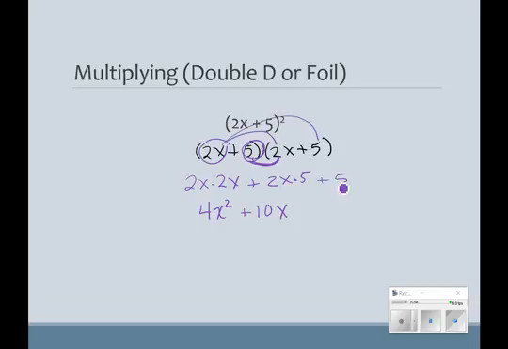So 5 times 2x, which is 10x again. And then my last part of the binomials, which is plus 25. I forgot my x there. And if I combine my like terms, I'm going to get 4x squared plus 20x plus 25. And that's as far as I can go. So that's the double D, double distributive, or the FOIL method of multiplying.